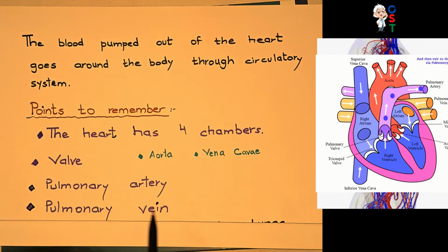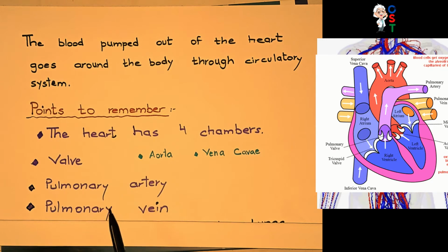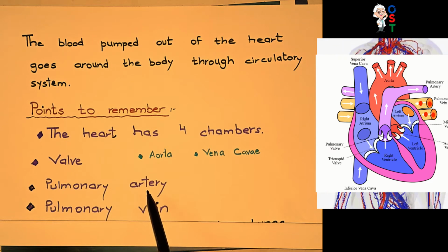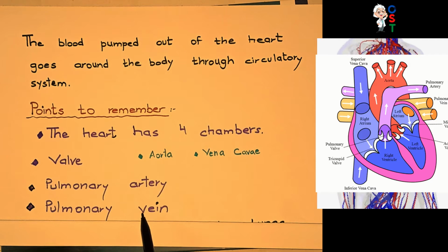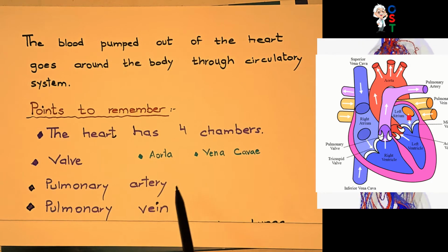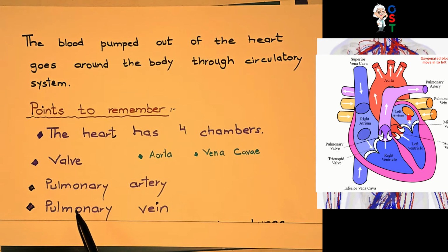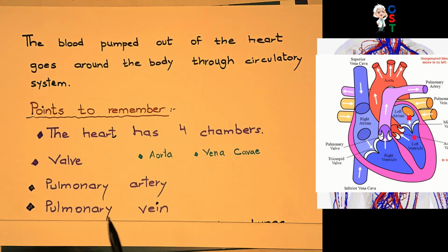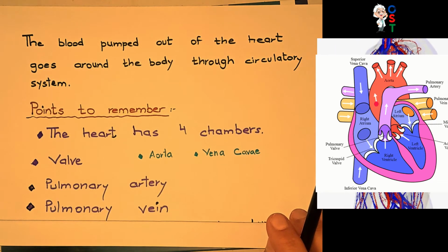Pulmonary artery and pulmonary vein. You must differentiate between pulmonary artery and pulmonary vein. Pulmonary artery contains deoxygenated blood, and pulmonary vein contains oxygenated blood. Although veins usually contain deoxygenated blood, this is one of the veins that has oxygenated blood. So in this way the circulation completes.